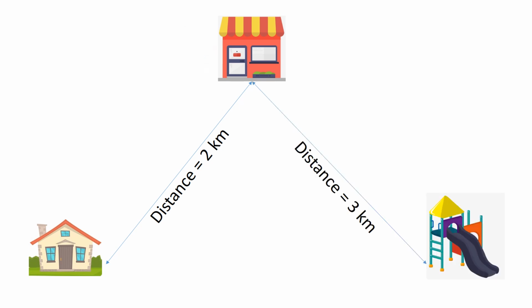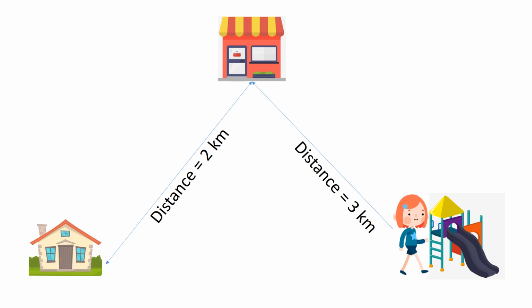Now I'll explain the term displacement with an example. Here you can see the house of a girl who goes to the shop, which is at a distance of 2 kilometers from her house. She is going to the shop to buy something from there, and then from there she is going to the park, which is at a distance of 3 kilometers. So, how much is the total distance she has covered?